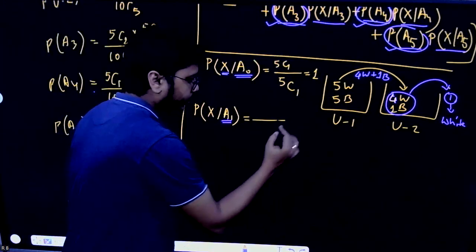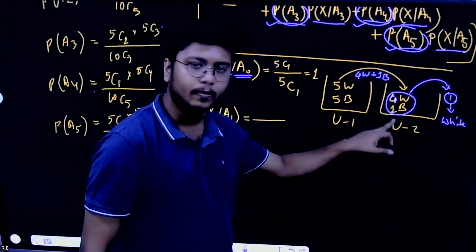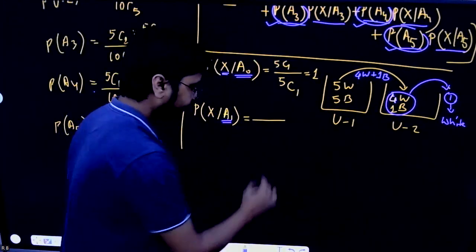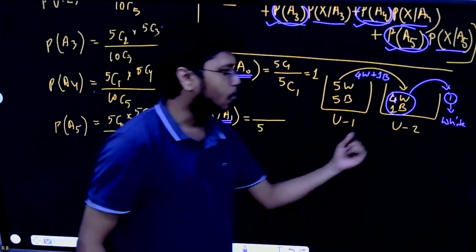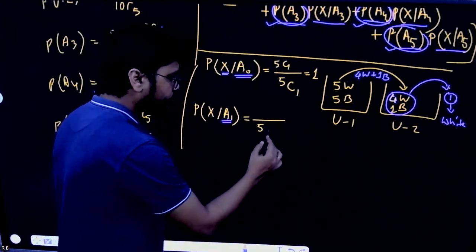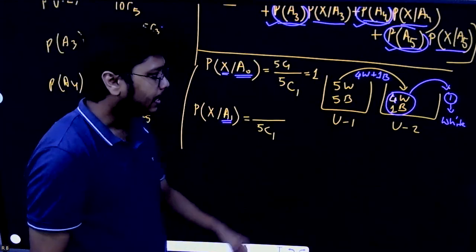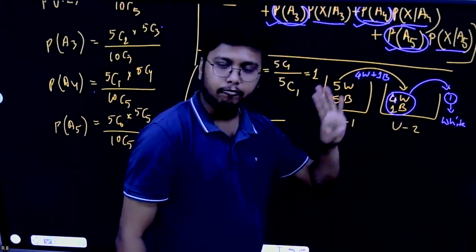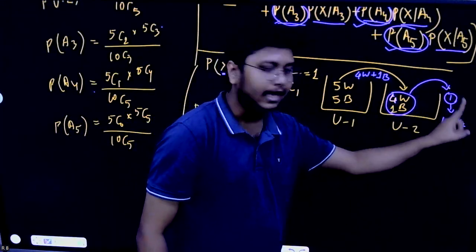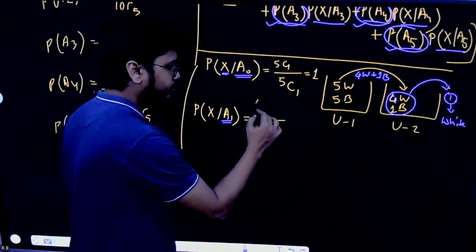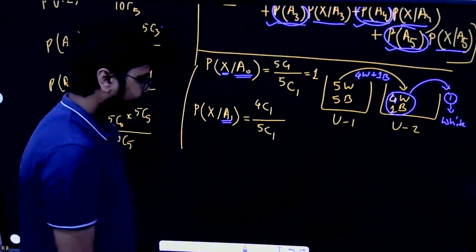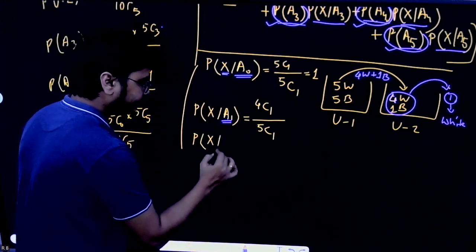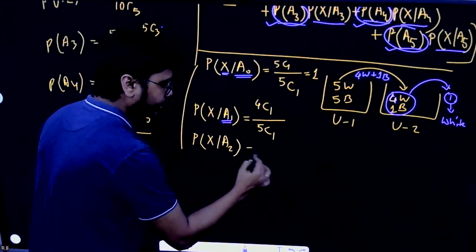So what is my total number of possibilities? I have total how many balls? 4 plus 1, 5. I have total 5 balls. Out of them, how many am I picking up? I'm picking up 1 ball. So the denominator remains the same. Now, how many white balls? I have 4 white. And out of them, I am selecting 1 white. So that means 4C1.